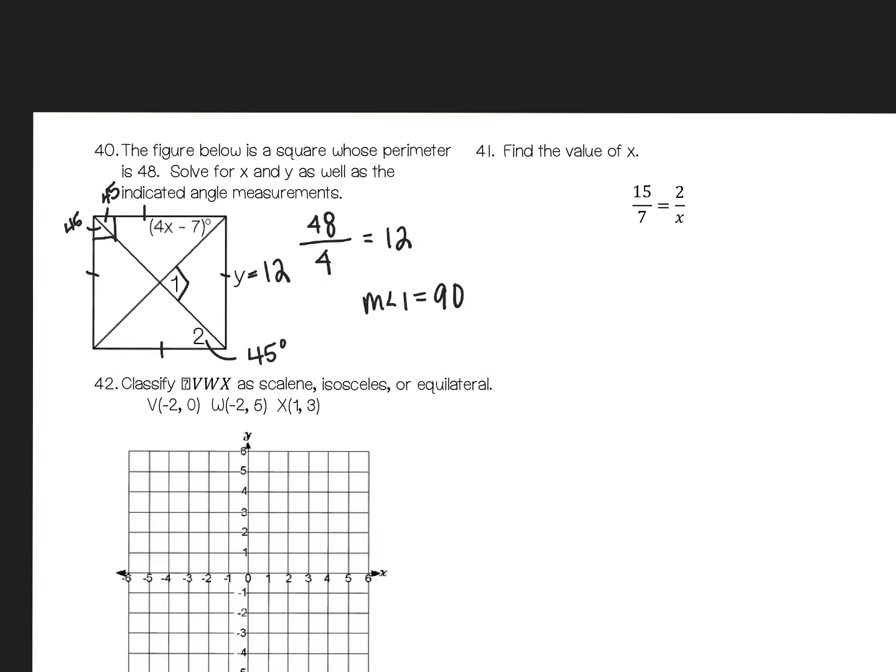To solve for x, we're going to do 4x minus 7 equals 45. We're going to add 7 to both sides, which is 52, and dividing by 4, we're going to get 13.